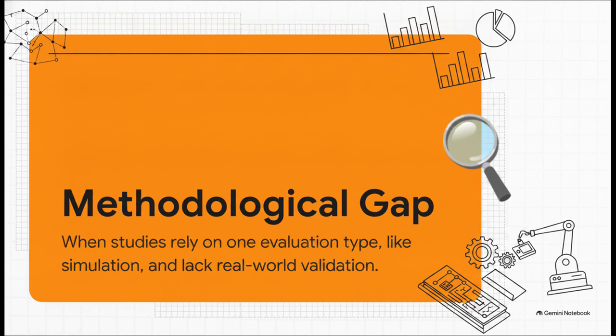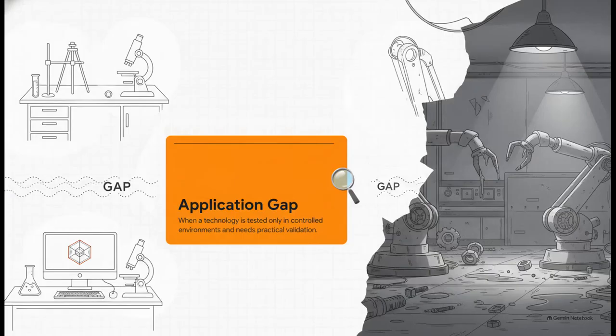You know the drill. 10 different papers prove an algorithm is flawless, but wait, every single one of them relied entirely on computer simulations. The methodological gap there is the glaring lack of physical, real-world experimental testing. Then there's the application gap, which is just everywhere in engineering research.